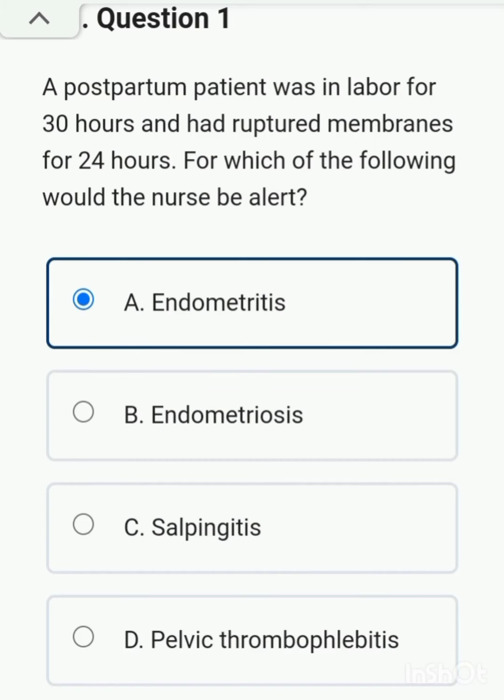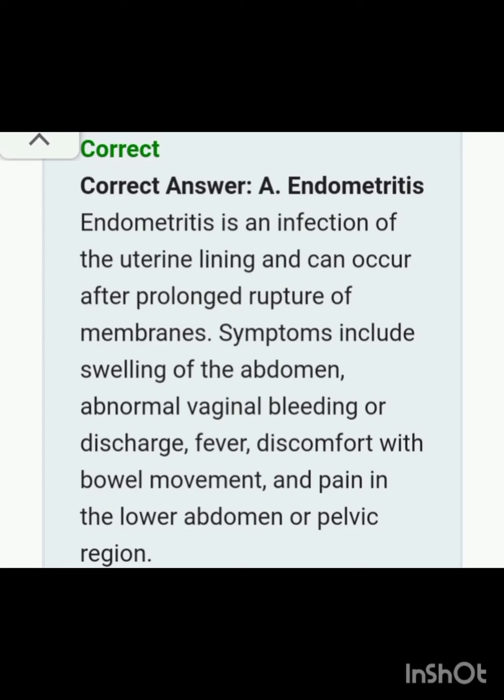A postpartum patient was in labor for 30 hours and had ruptured membranes for 24 hours. For which of the following would the nurse be alert? So the mother is in the labor process, so ruptured membrane, that means the amniotic sac is ruptured. It's been 24 hours. What we expect is endometritis.